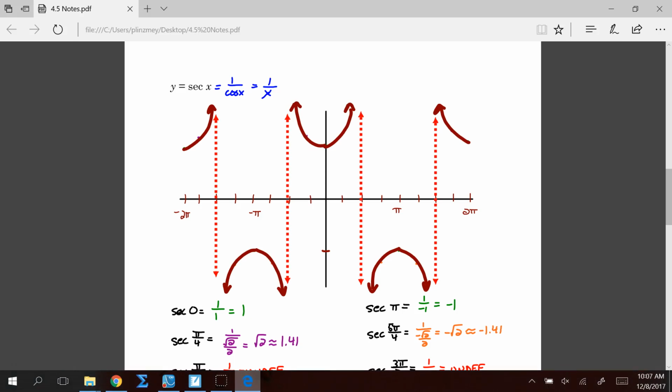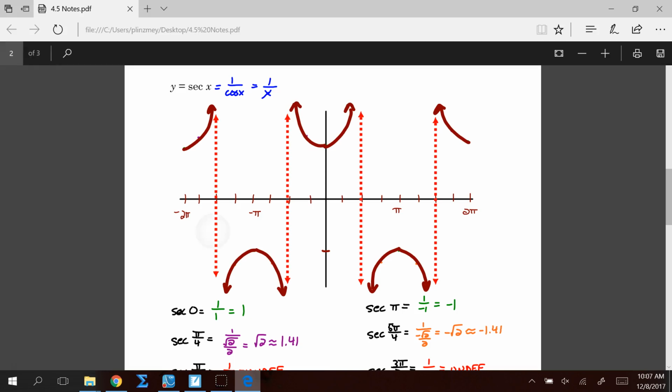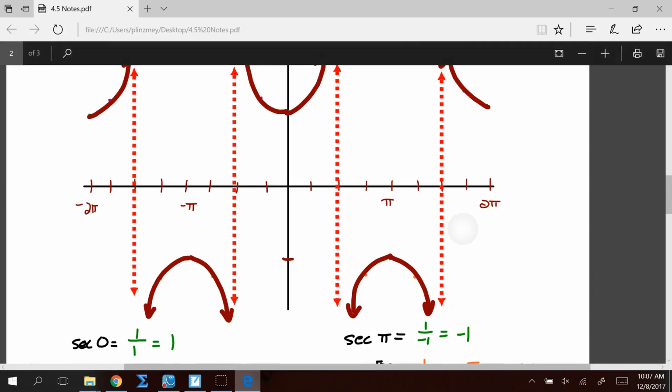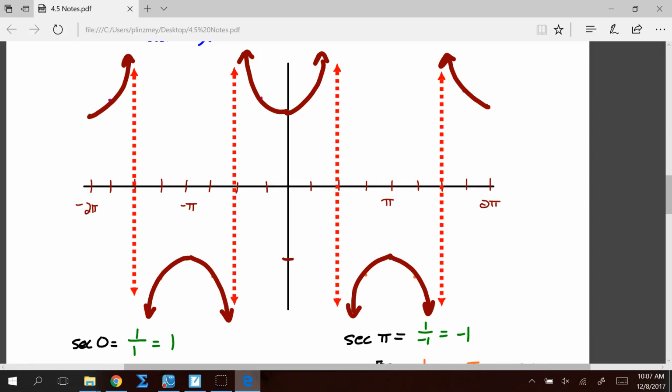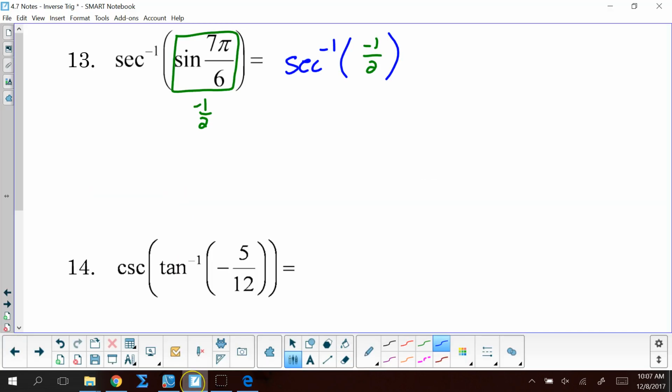Do I ever hit negative 1/2? No, because negative 1/2 is right here. Right? It's all through there. Oh, now it's zooming in on me. Okay? All through there. Never hit negative 1/2, right? So, can I find where the inverse secant is negative 1/2? No. Secant has to be greater than 1 or less than negative 1.